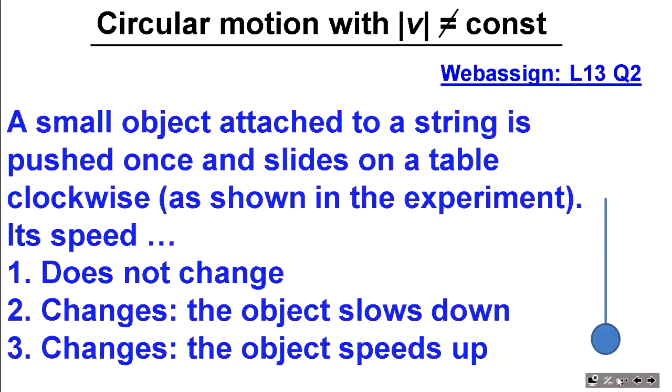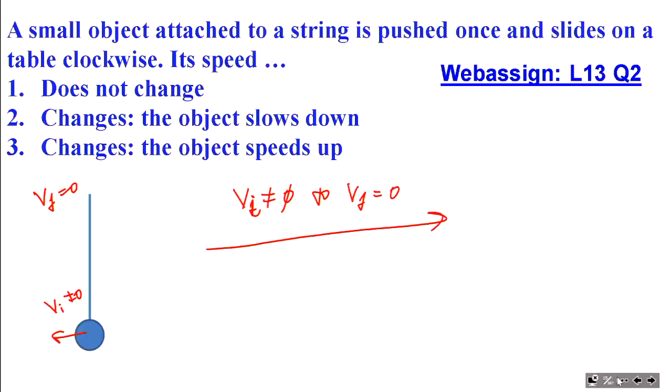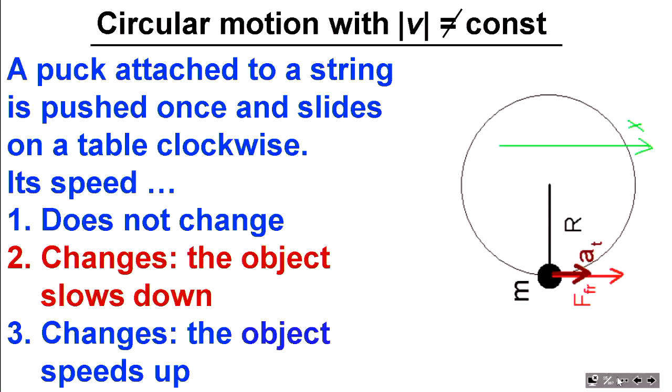But if we use our eyes, we can see that initially the object was moving because I gave it a push. So initial velocity was not zero. And final velocity is zero because it doesn't move anymore. So when velocity changes from not zero to zero, how do we call it? Slowing down. That's why my expectation was having 100% correct answers. Well, I'll try one more time later.